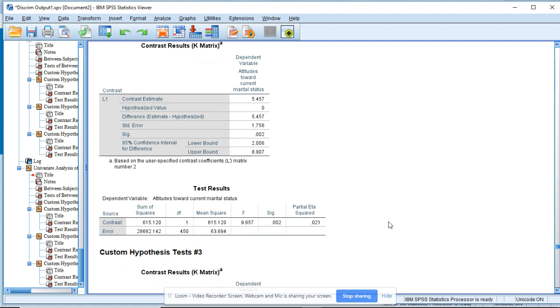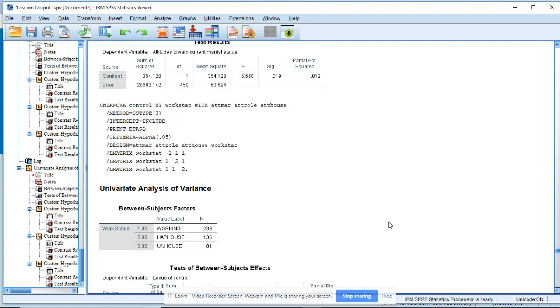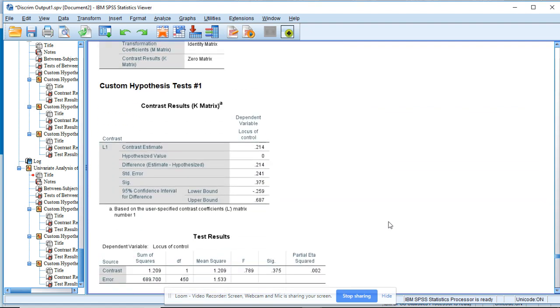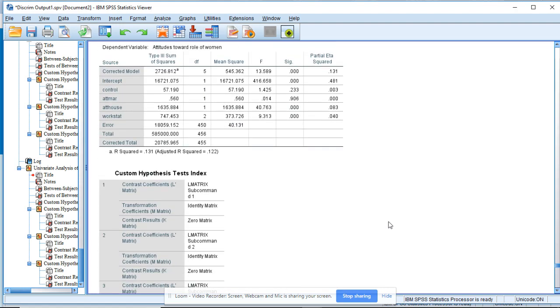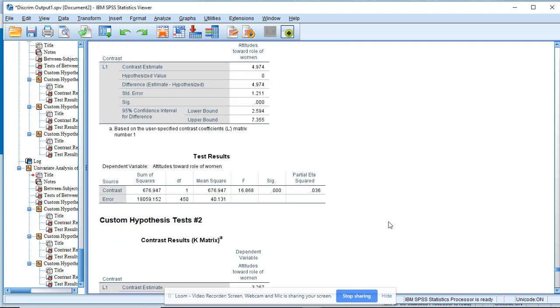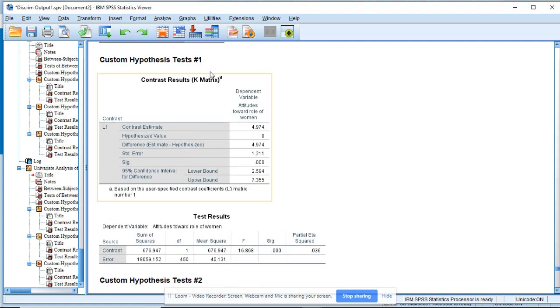And then when we looked at the attitudes towards the role of women, where are we? No, that's locus of control. Let's keep going. Role of women, here we go. We want hypothesis 1, which is the working women. That was where we found the 0.04. So again, you could take a screenshot of that, and that would be your output for that one, showing that the largest effect on group membership for the working women is the attitude towards the role of women.